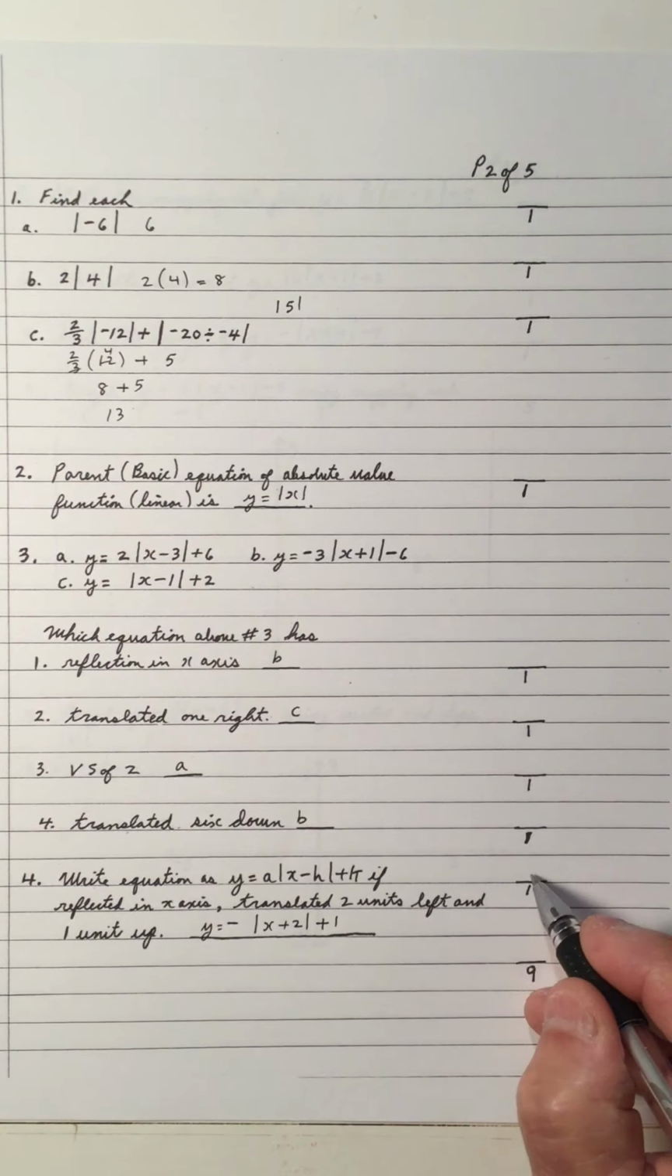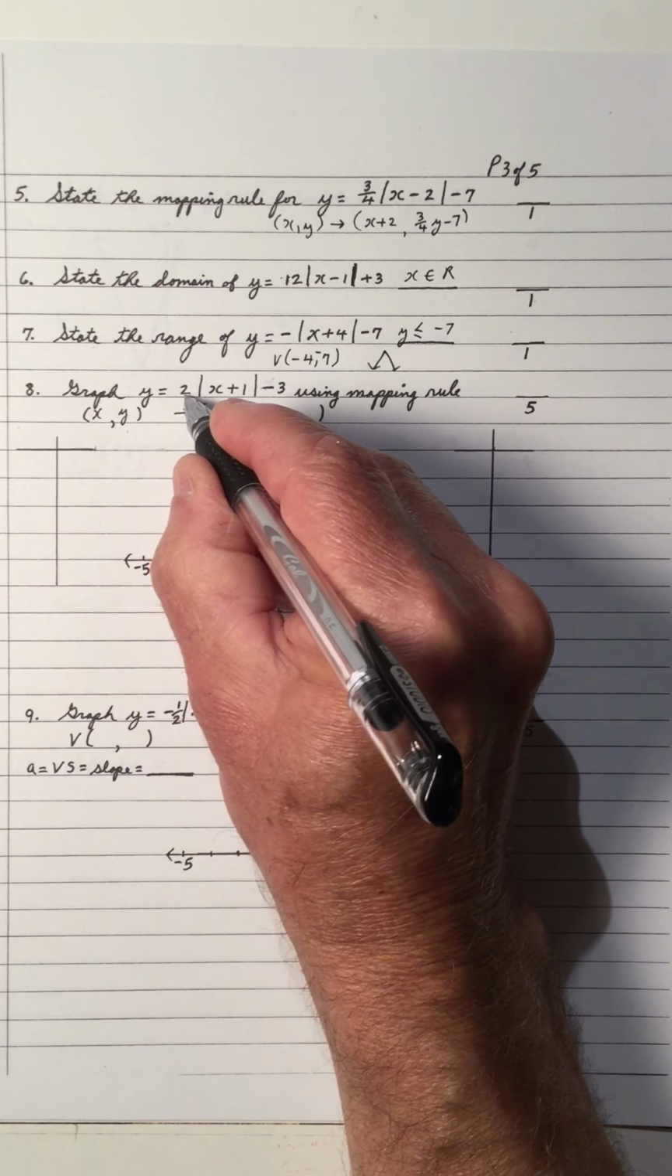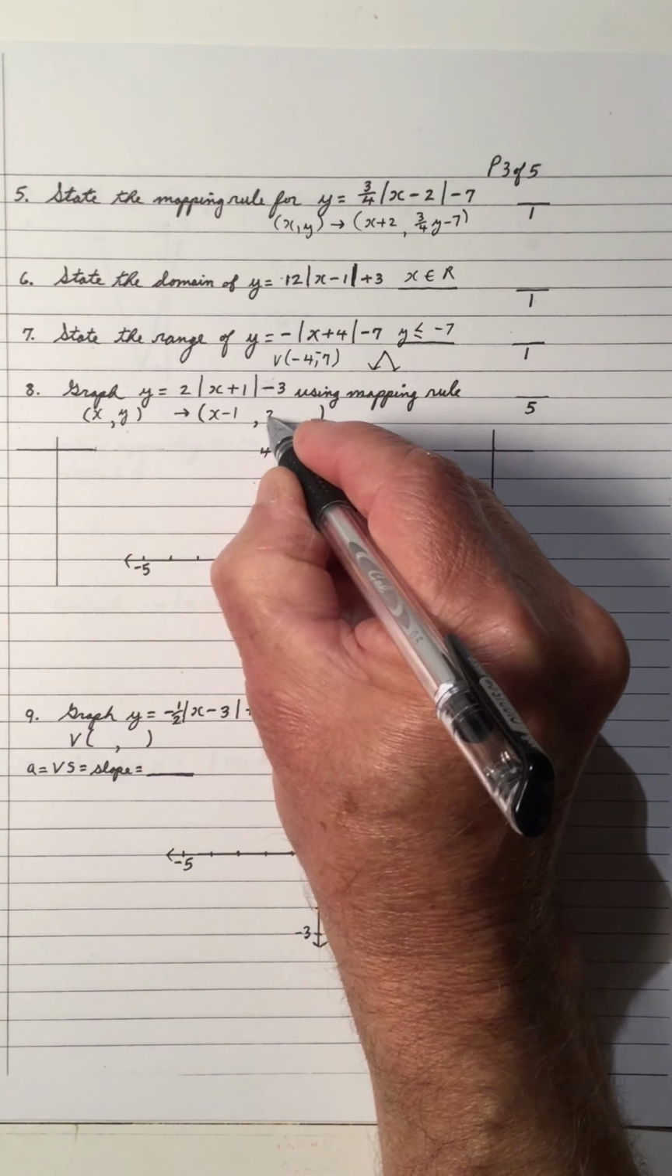And number 8, we want to graph this absolute value equation using the mapping rule. Well, the mapping rule is x, y as the basic, and it's an x plus 1, so there's an x minus 1, 2y minus 3.